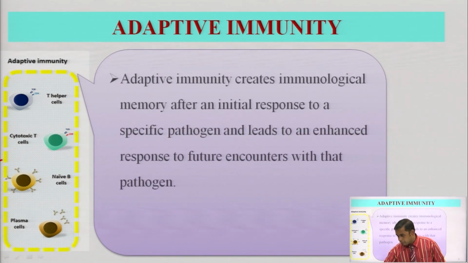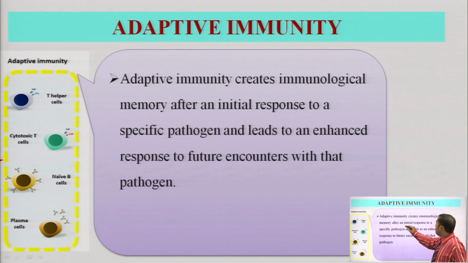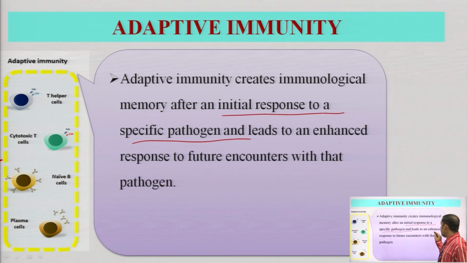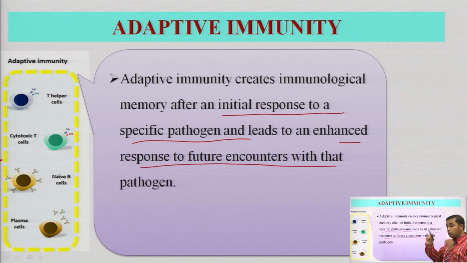If I tell you more, this adaptive immune system creates immunological memory after an initial response to a specific pathogen and leads to an enhanced response to future encounters with that pathogen. In our country there is a disease called chickenpox. All of you have heard of it and many of you have encountered it in your life. Have you ever wondered why chickenpox will never happen again and again in your life? If your body has encountered this virus once, your antibody will be generated, and your body will not get affected by the same virus again, because of this memory.